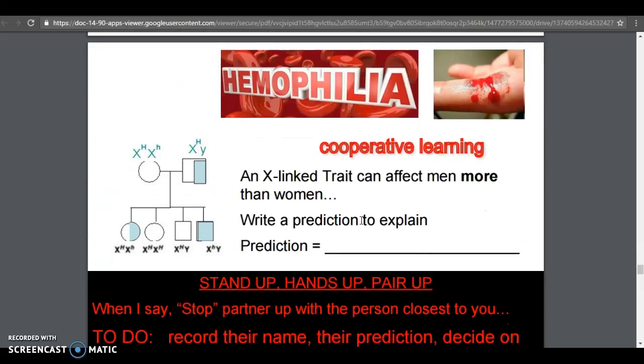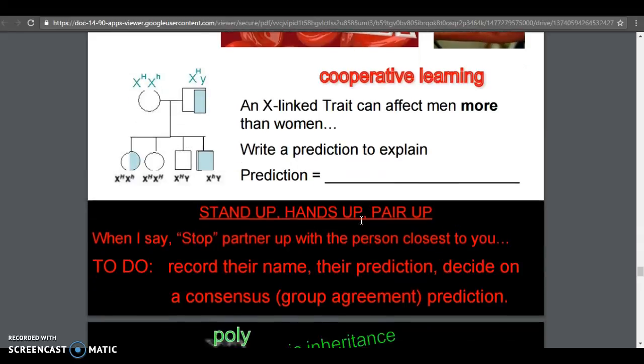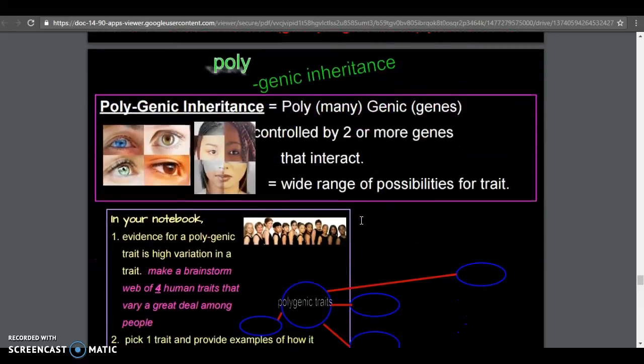Here we go. Well, hopefully at this point you didn't just copy the information I gave you. Here's some answers actually for the hemophilia slide. But let's move forward.